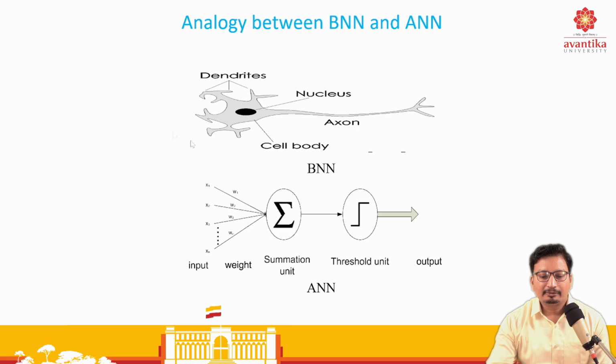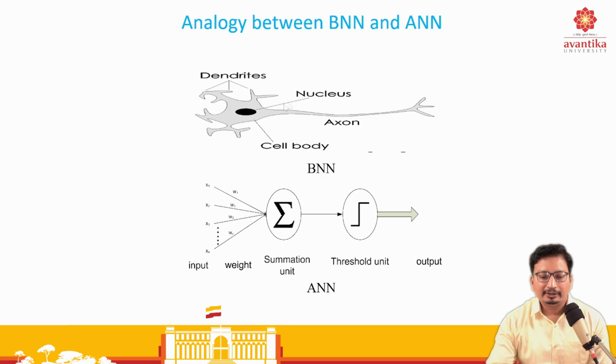So this is the analogy between the human brain and the artificial neural network. The first part in this slide represents the biological neural network, which we acronym as BNN, and the second diagram represents the artificial neural network. In this slide, we have tried to explain how the human brain resembles the artificial neural networks. In the human brain, we have the dendrites, which are responsible for transmission of information from one neuron to another neuron.